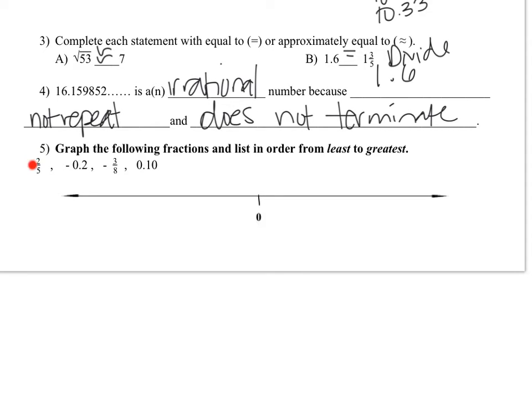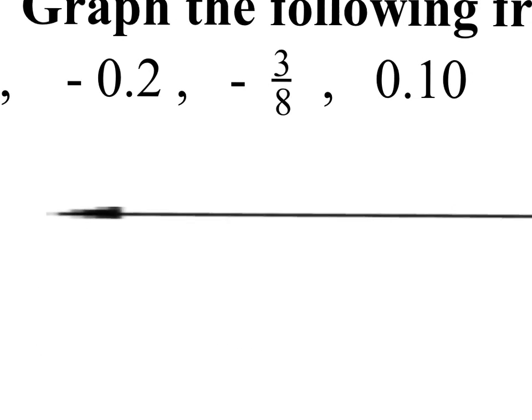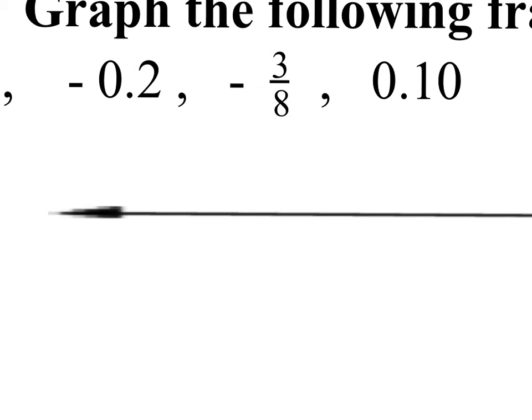Number 5. Here are your numbers. Graph the following fractions and list in order from least to greatest. So here is your number line that you're going to do this on. We can start by just comparing two numbers. Numbers over here to the left are going to end up being negative numbers. So we're going to take a quick look at these two negative numbers. But at this moment, it is hard to compare them because one is a decimal and one is a fraction.